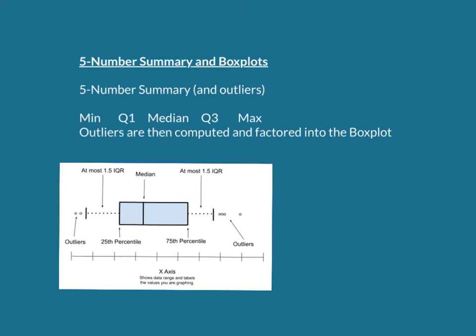To create a box plot, we need something called a 5-number summary, and we need to calculate outliers, which we covered in another video. The 5-number summary is the minimum value of the data set, the first quartile or lower quartile, the median, the upper quartile or third quartile, and the maximum. Outliers are then computed using the interquartile range and then factored into the box plot.